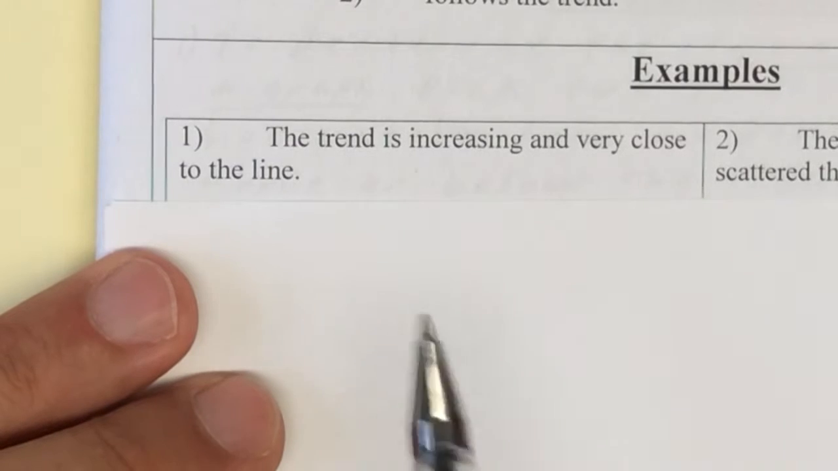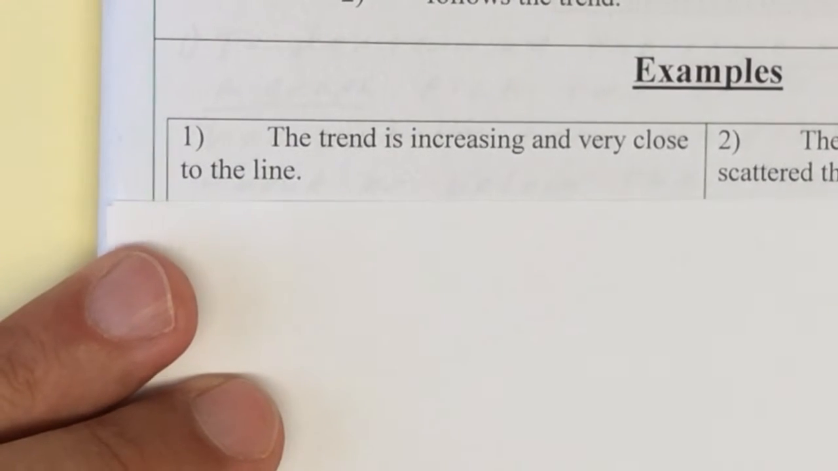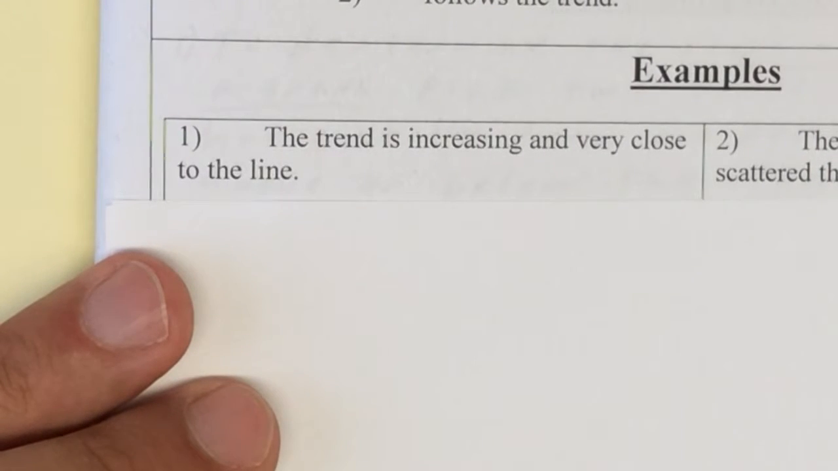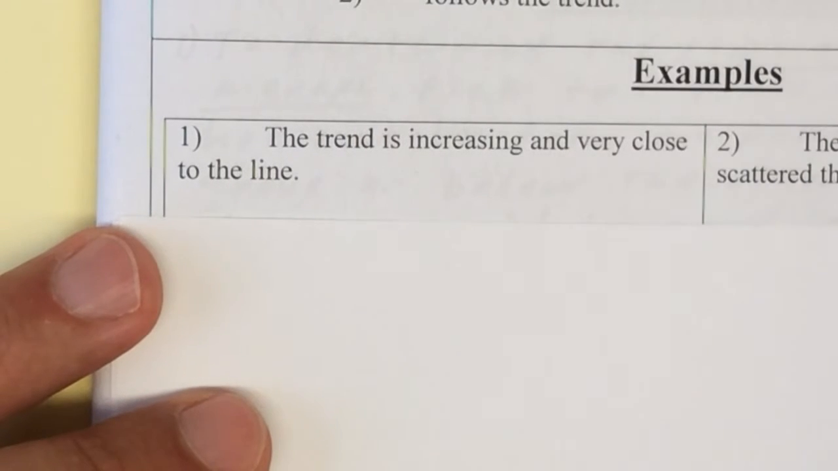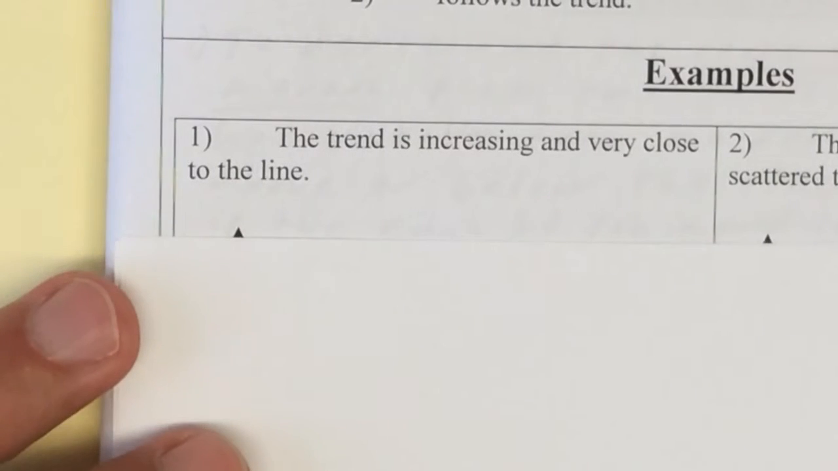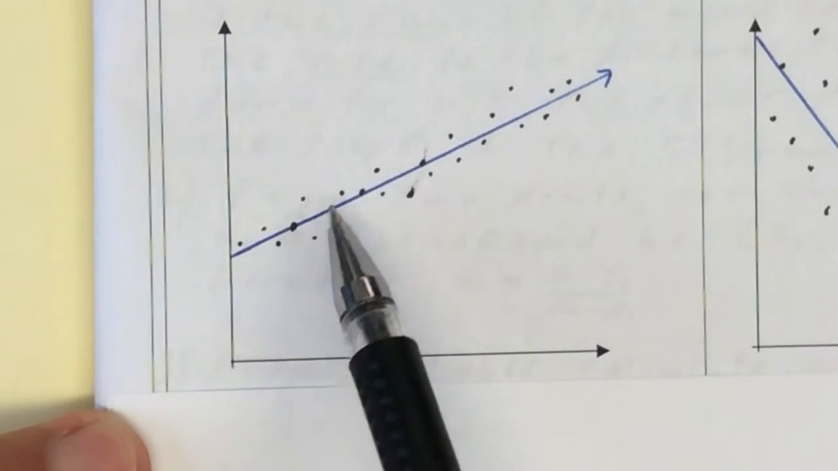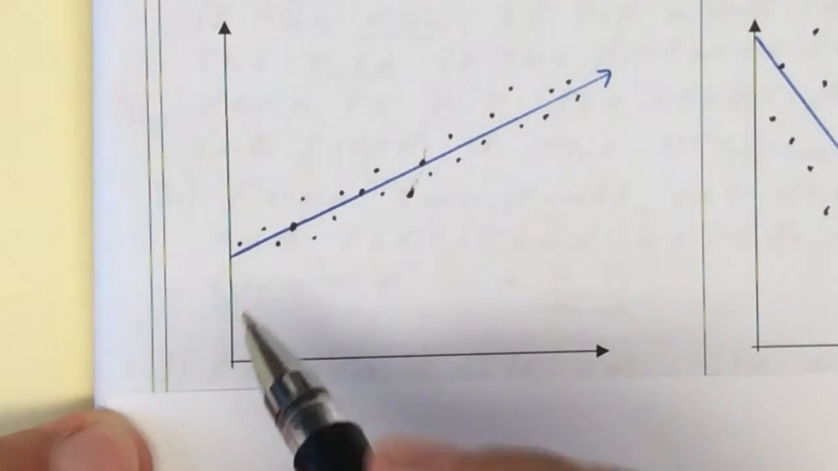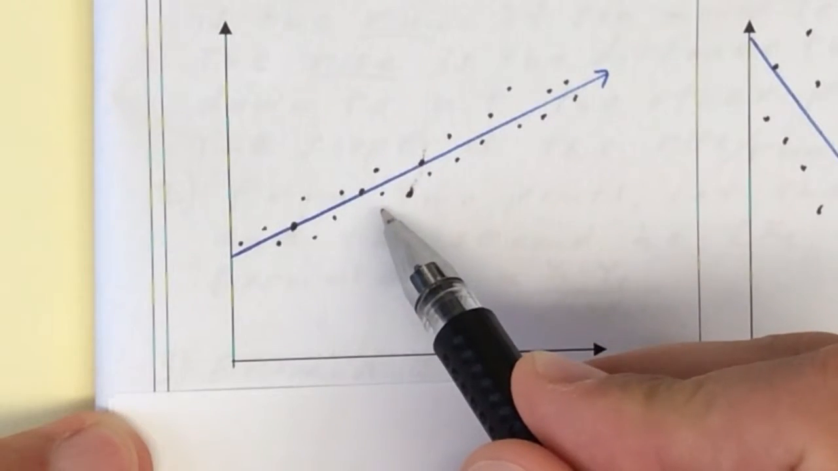First example, the trend is increasing, which means it goes up, and the points are very close to the line. So it's very good correlation, based on the data that we have and the scale that's chosen. Here's what one might look like. Here is a scatter plot, well, without that line, it's a scatter plot. And there's a line with approximately the same number of points above it as there are below it.